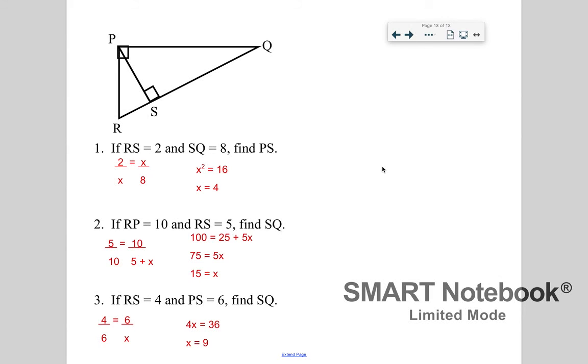All right. Here are the answers to those. So RS and SQ were given. I have to find PS. Well, I know that is the geometric mean between these 2 parts. So X is representing PS.